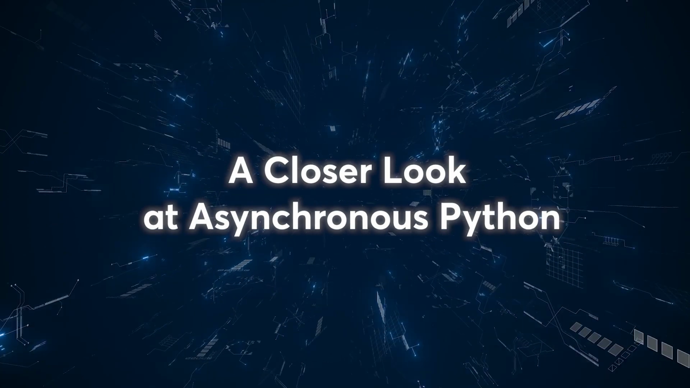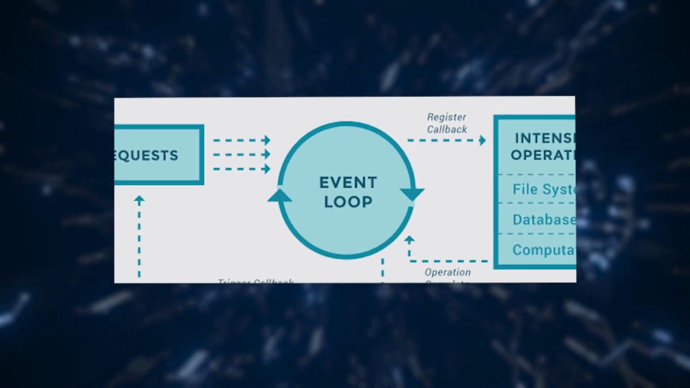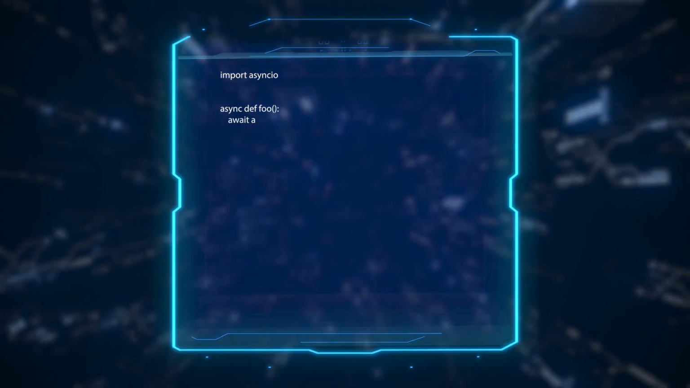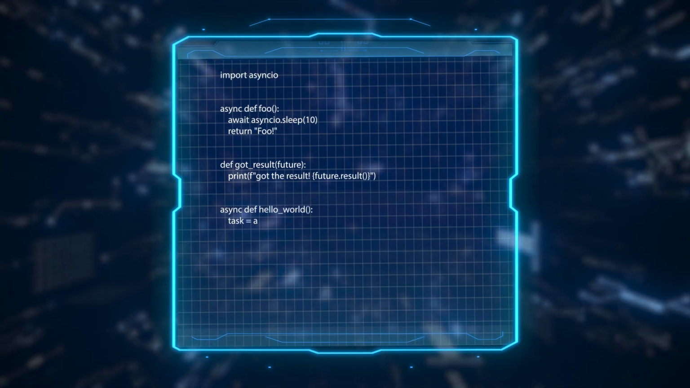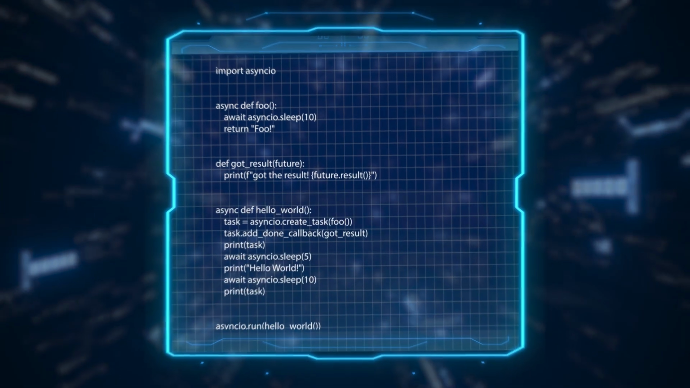Decoding the event loop requires a closer look. Zoom in further, revealing its intricate components: coroutines, tasks, and callbacks. Witness the seamless interaction of these elements, showcasing the elegance and efficiency of Python's asynchronous programming model.